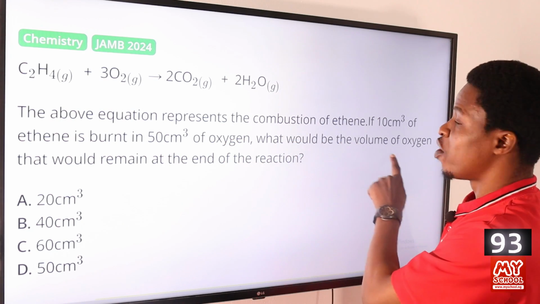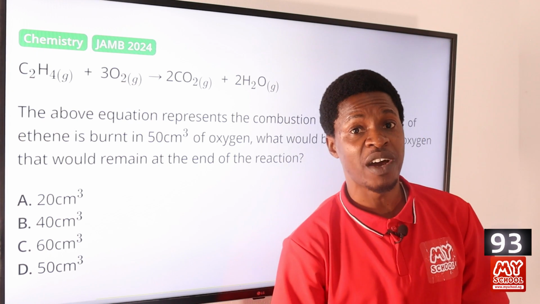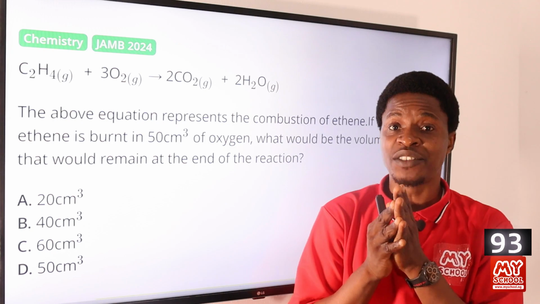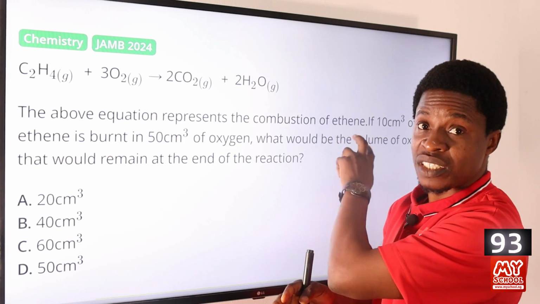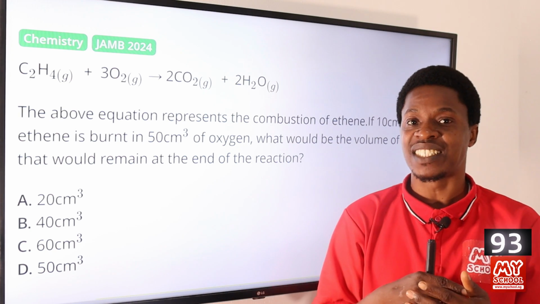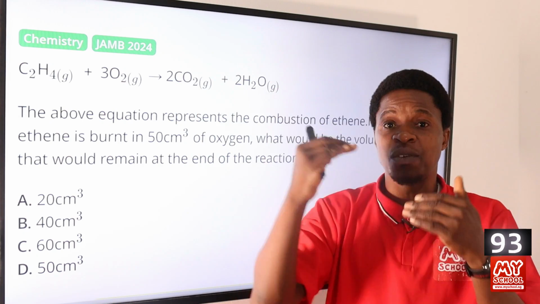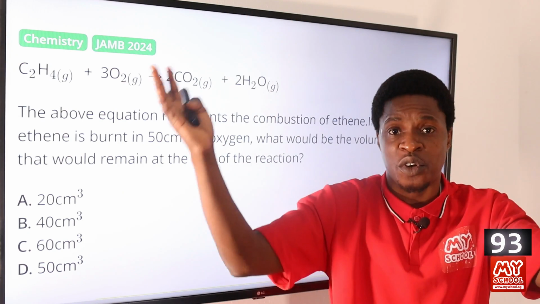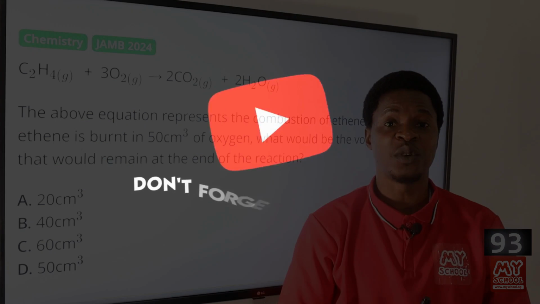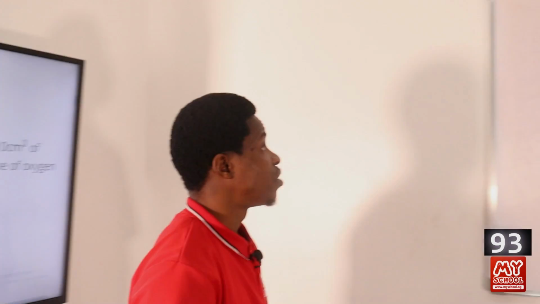So what would be the volume of oxygen that would remain? So we want to have the residual volume. Before we find the residual volume, first we need to know the total volume. We're given the total volume that should react, and then we will find the volume that reacted in this reaction. Then we'll subtract the volume that reacted from the total volume that was required, and whatever we have is going to be our residual volume, and that gives us the answer. So let's move on to the board now.